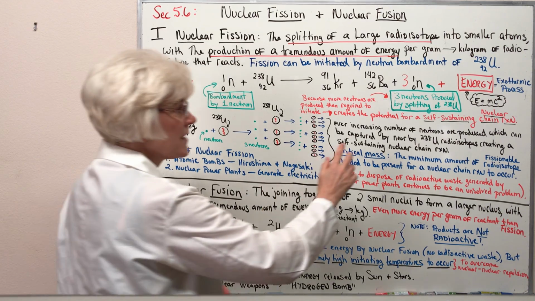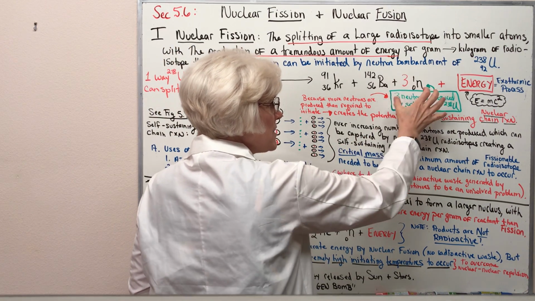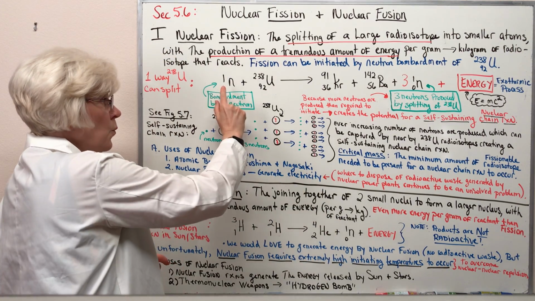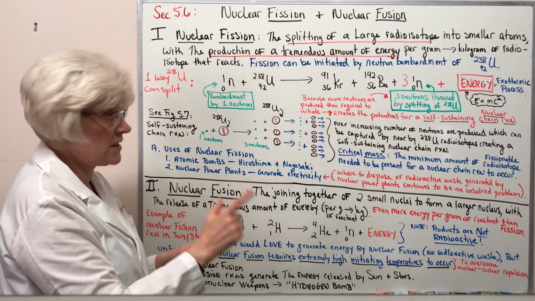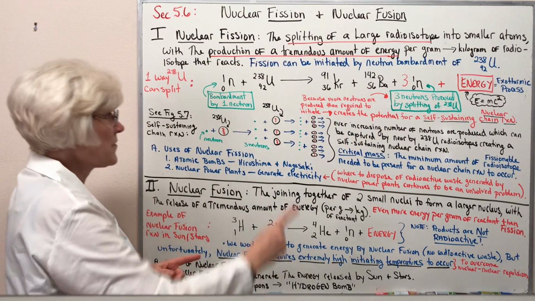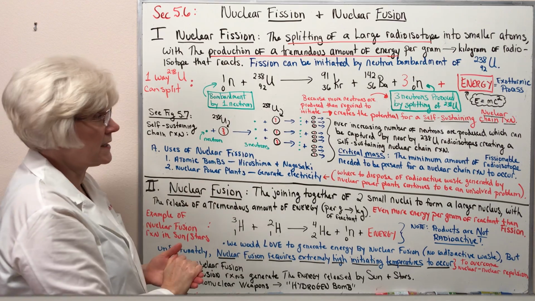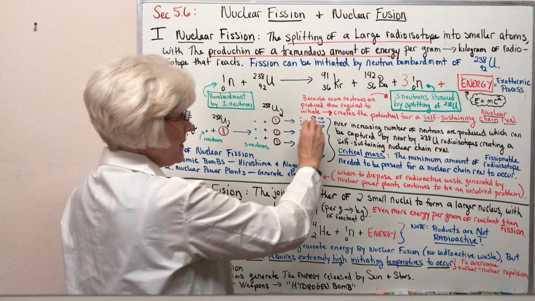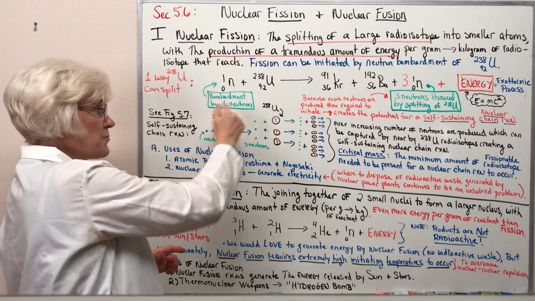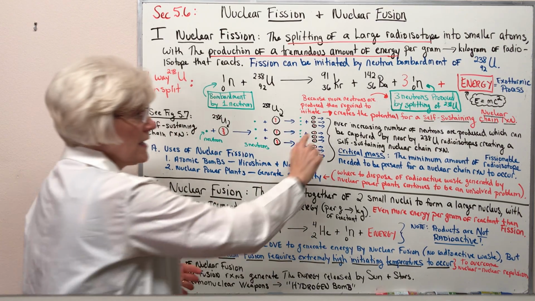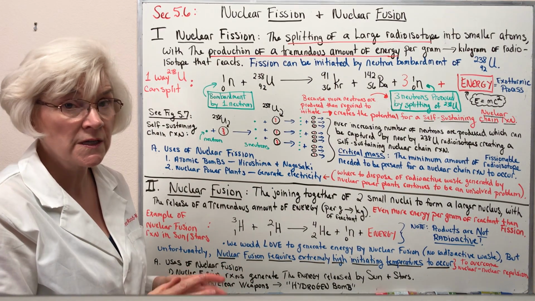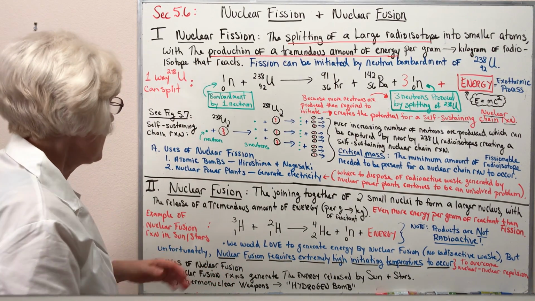Now let's get back to this discussion of these 3 neutrons that are produced. Remember, it takes 1 neutron to initiate the fission, but you produce more neutrons than is needed to initiate. Because you produce more neutrons in the process than is required to start it, it creates the potential for a self-sustaining nuclear chain reaction.